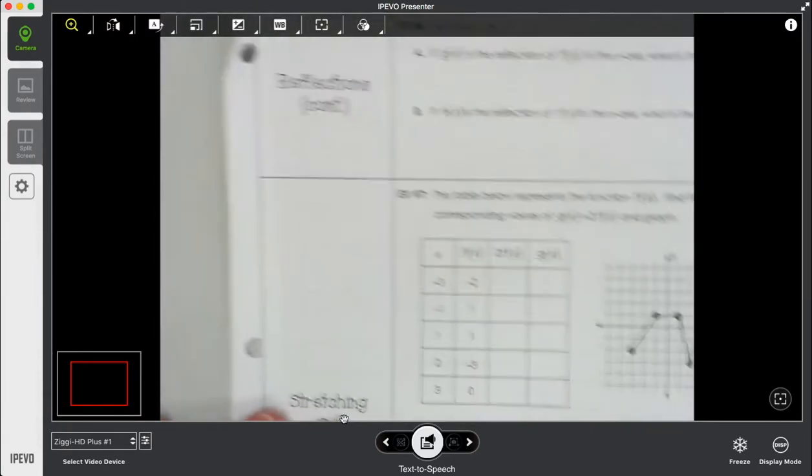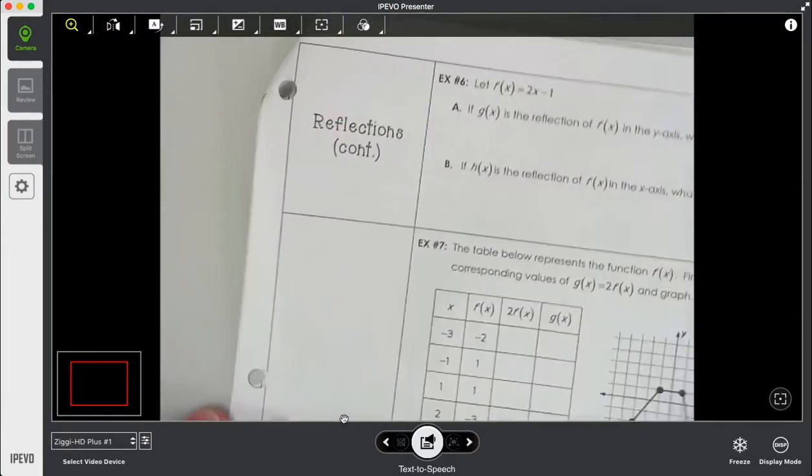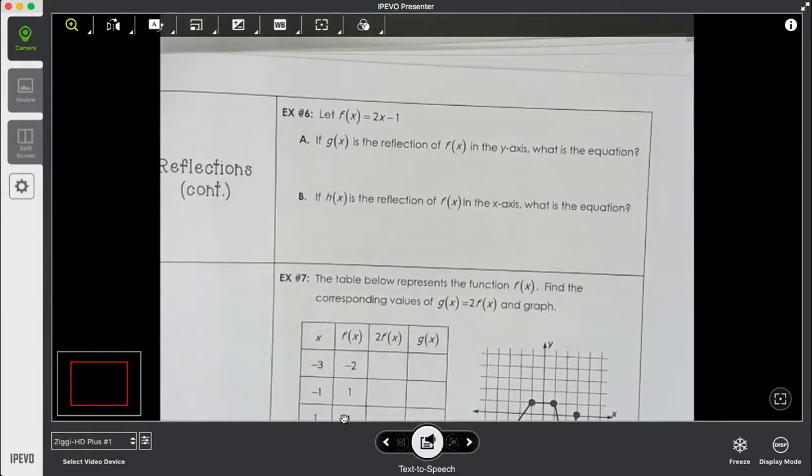So let's flip the page again. And we've got a little ways to go yet. Excuse me.